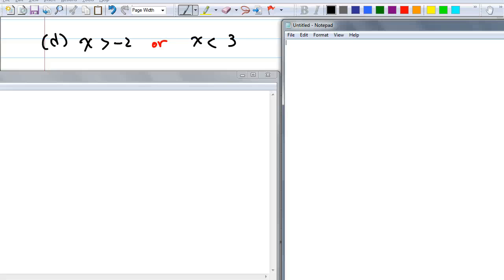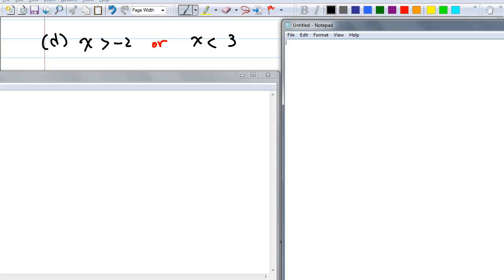Won't the number line look like there's two arrows pointing in opposite directions? Yeah, some of them will look like that, sometimes, but not always. It depends on what kind of inequalities you have.